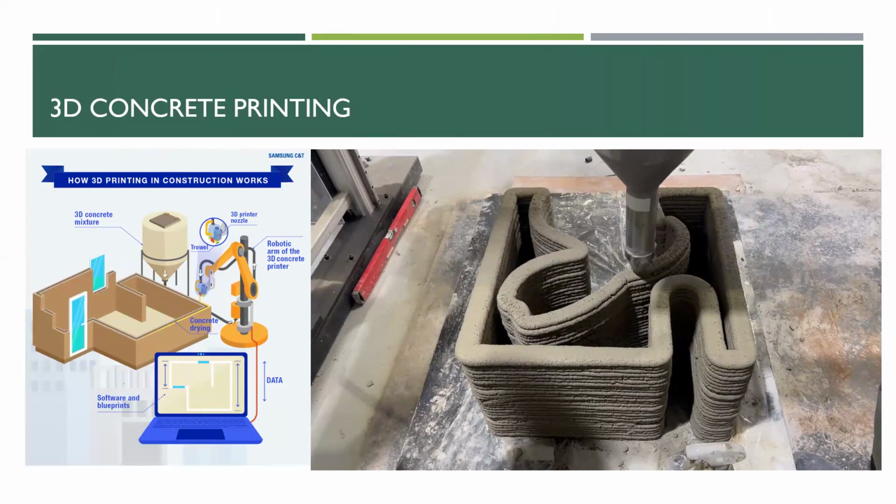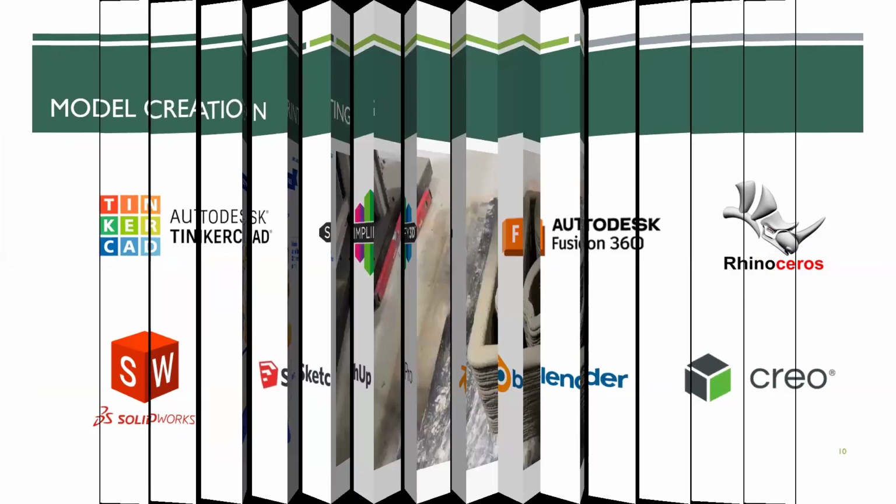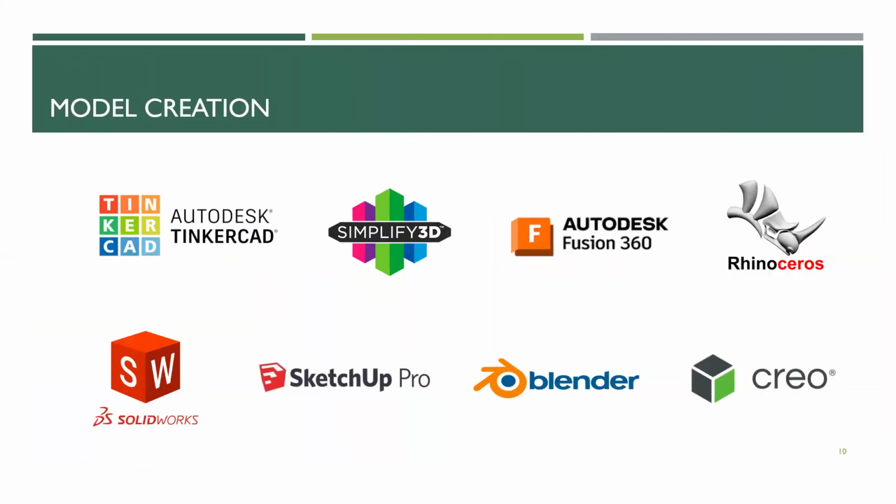Any shape which you want, you have to draw a CAD model using any software, like Tinkercad, Simplify3D, Autodesk Fusion, SolidWorks, SketchUp, any software. You can get a 3D CAD model from this, and then convert it to an STL model. It also depends upon the specific printer you are using, because every 3D printer has its own software, and it uses that approach to develop it.